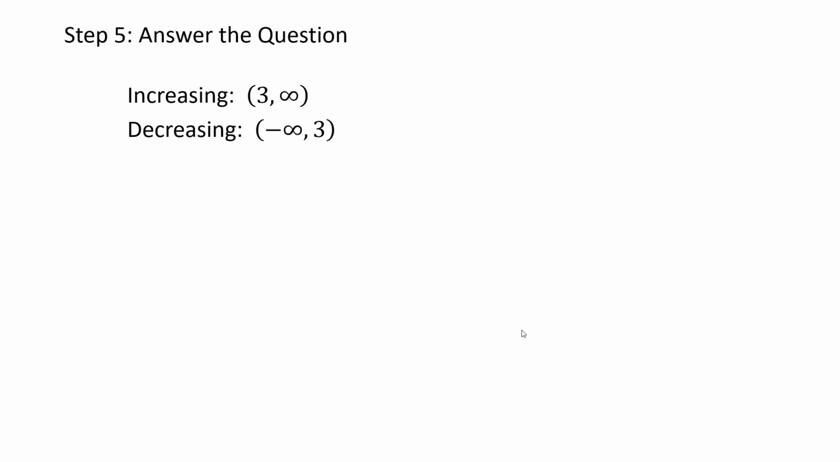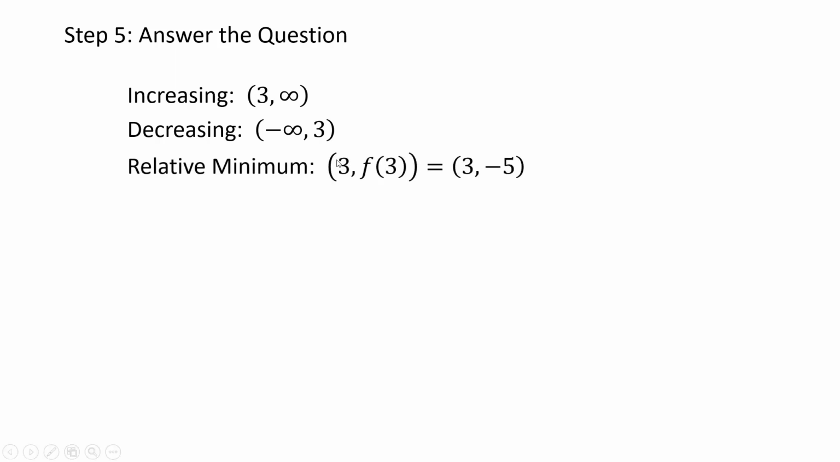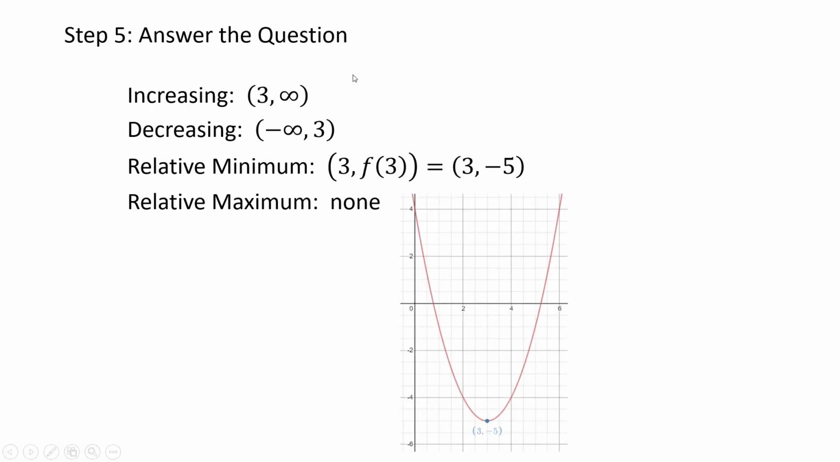Well, relative maximums happen when you go from increasing to decreasing. But I don't go from increasing to decreasing. I go from decreasing to increasing, which means I have a relative minimum at 3. But your relative extrema are ordered pairs, so I would have to label this as 3, my original function evaluated at 3. So going back to my original function, I'll plug in 3 and I get negative 5. As discussed, there's no relative maximum. And now what I'll do is I'll show you what this looks like graphically. And you can see from negative infinity to 3, we are decreasing.